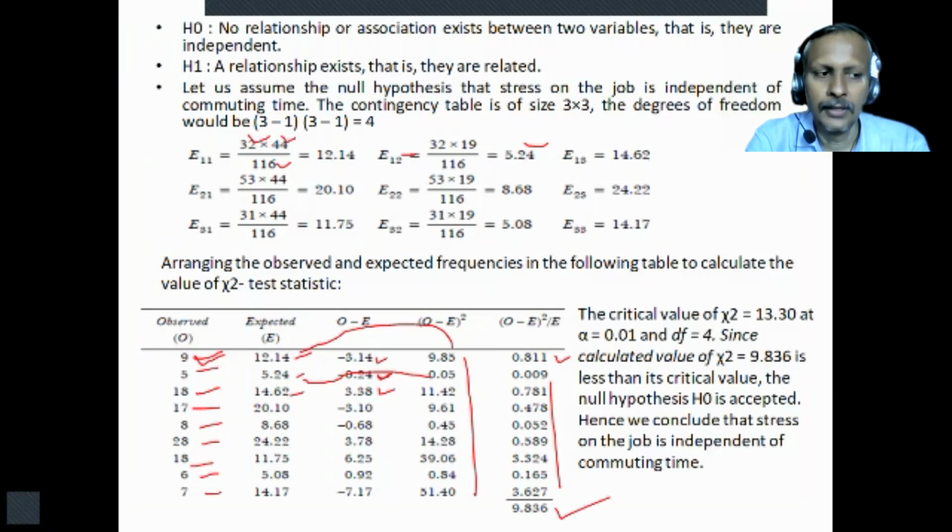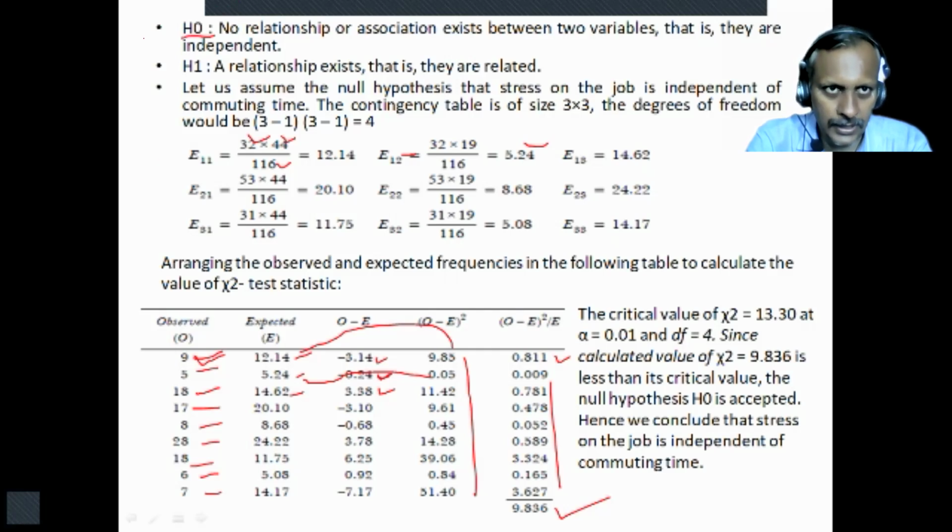Now let us check whether we are accepting the hypothesis. The critical value of chi-square is 13.277, at a confidence level of 0.01 with a degree of freedom of 4. Since the calculated value of chi-square, 9.836, is less than the critical value, the null hypothesis is accepted. Hence we conclude that on the job it is independent of commuting time. There is no relationship between the independent and dependent variable. So H naught, our null hypothesis, stands as accepted.